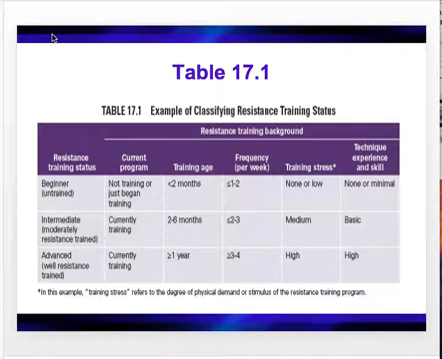Now, if you're advanced, if you're an athlete, if you're somebody that has military experience or has been in a training program for over a year, and you're still currently training, you would be in this advanced category. Your frequency, you can lift approximately 3 to 4 times per week. Your training stress is high. You are going to feel that burn. You are going to push that muscle to where it is at that maximum limit.